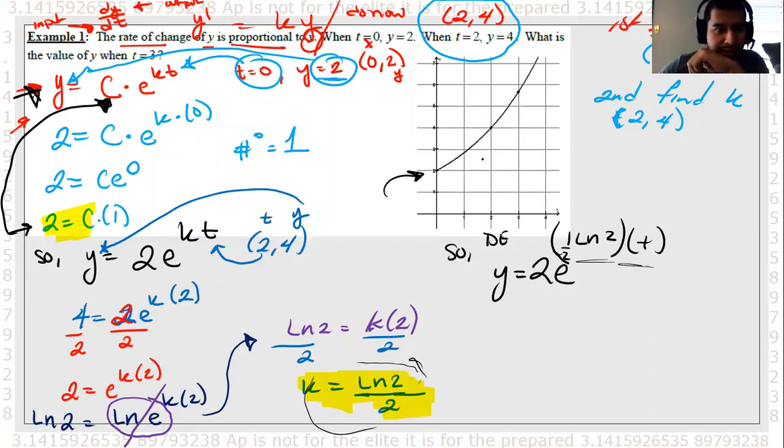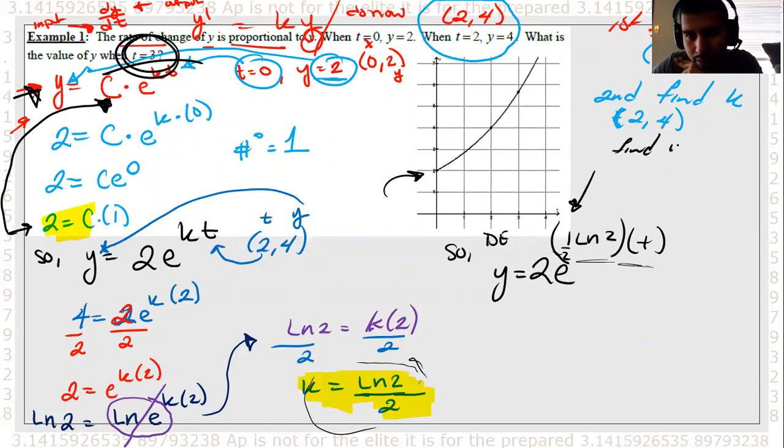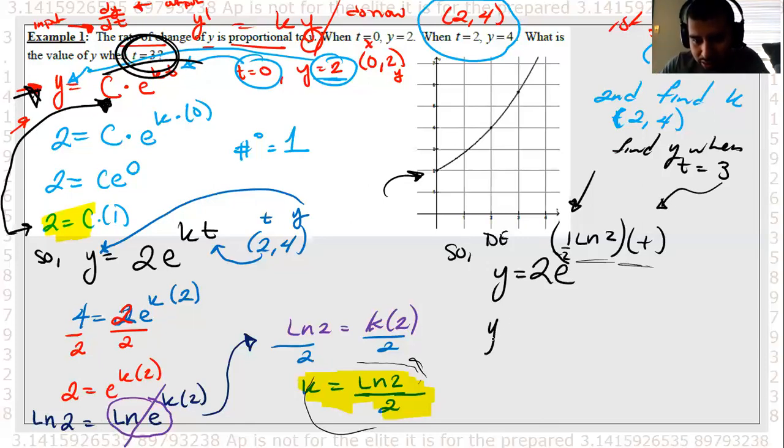So the final part of the question says, I want you to find out what y is when t equals 3. So we have the differential equation, it's this one right here. We want to find y when t equals 3. So not that bad, guys. All we're going to do is substitute to find our value. So it's y equals 2e^(1/2 ln 2 times 3). Ideally, guys, this is an acceptable answer.